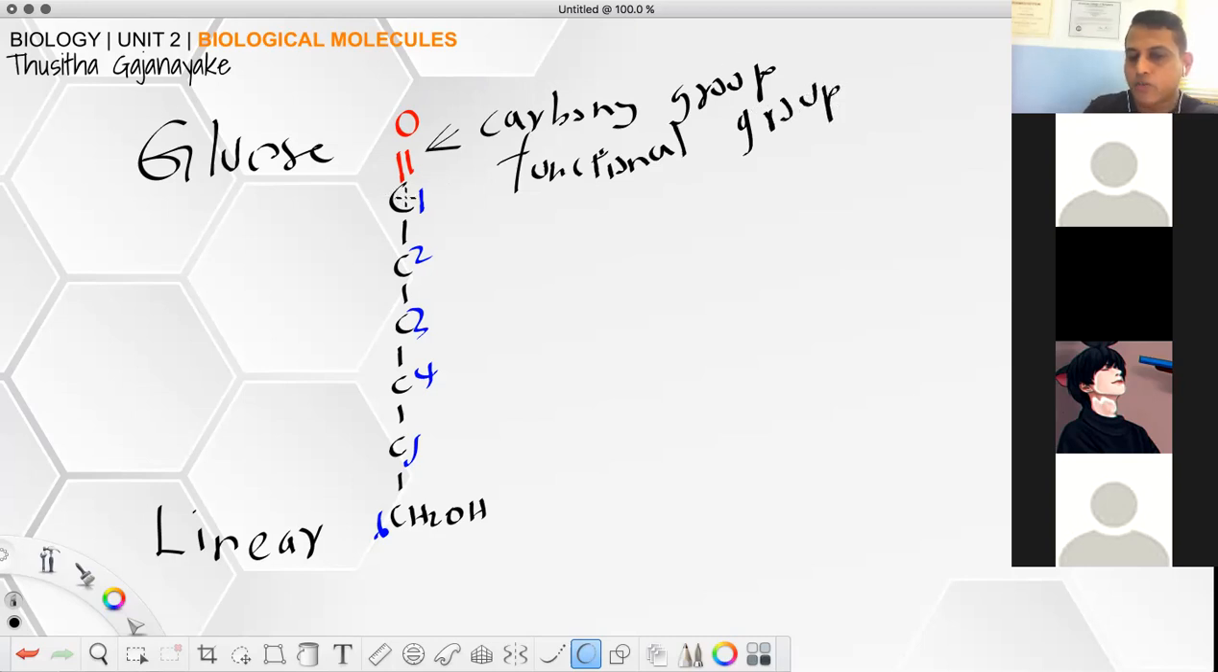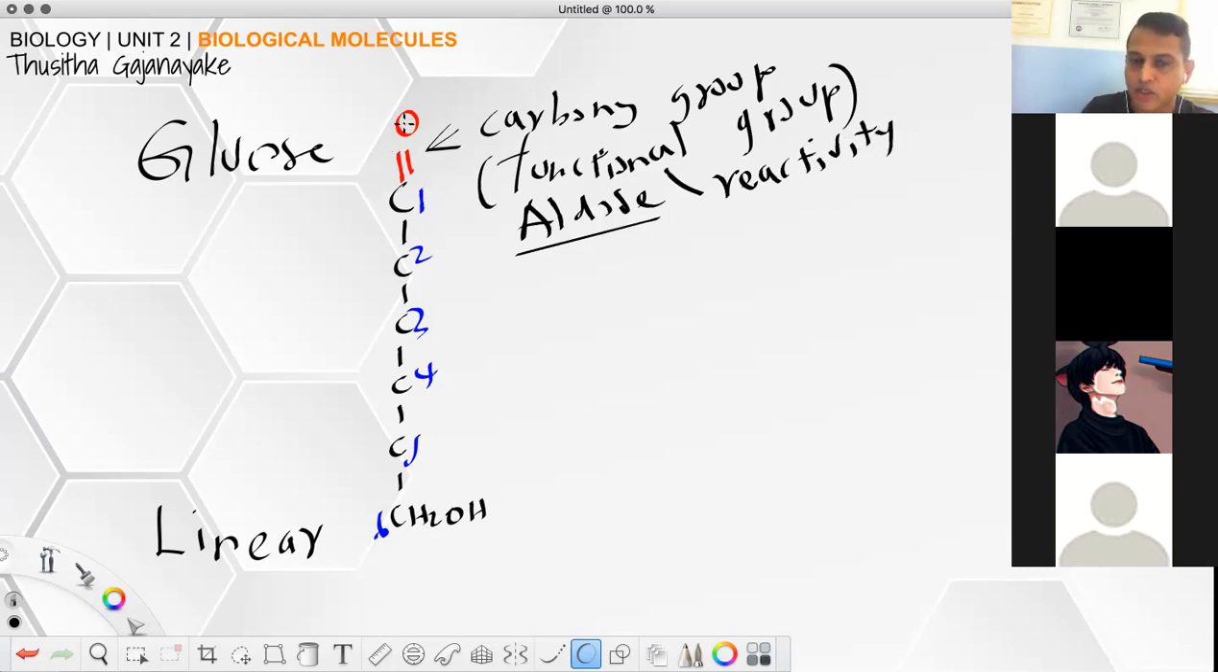This is also called a functional group. The carbonyl group is located at the end of the molecule, at the first carbon, and we also call this an aldose, because the carbonyl group is not in the middle, it is at the first carbon. It is a functional group, which means it has reactivity, because of the organization of electrons between carbon and oxygen. This area is reactive.